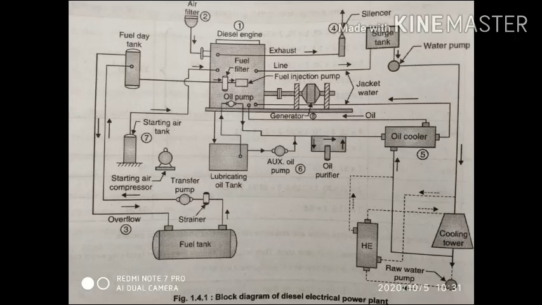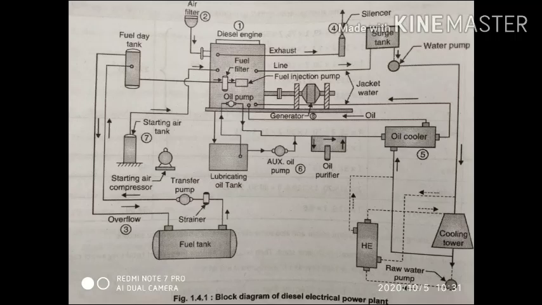The next point is the block diagram of the diesel electric power station. In this there are 8 main components. The first one is the diesel engine, which acts as a prime mover. Second is the engine air intake system. Third is the engine fuel system.